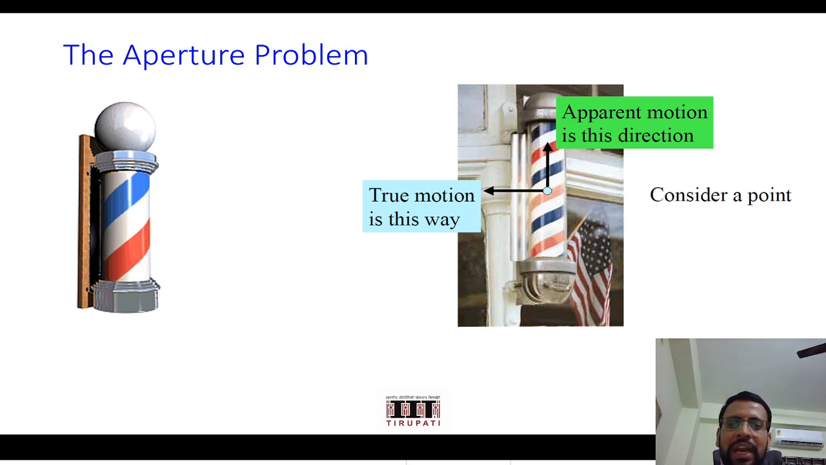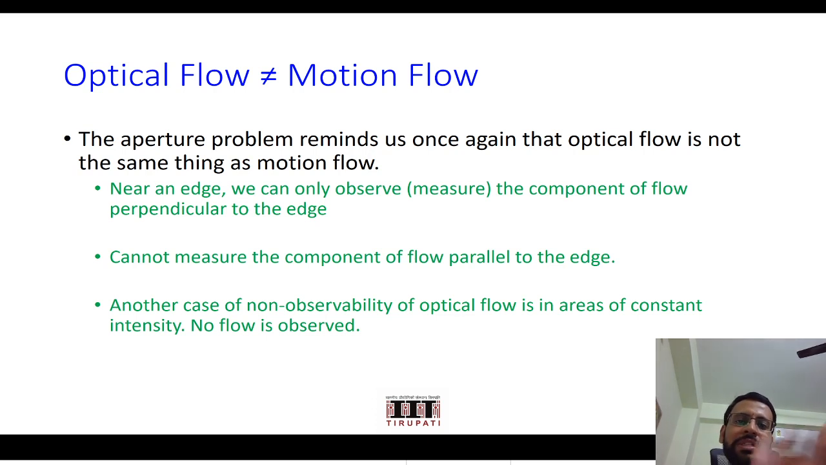Again, this kind of illusion is also coming. Notice that the gradient is in a skewed direction. It's neither vertical nor horizontal, so that gives you this effect as well. This can also be attributed to the aperture problem. From the previous illustrations, you could see that optical flow is not exactly motion flow. It's because of the aperture problem; sometimes it might not give you the exact motion of the object. So near an edge, you could only observe the component of flow perpendicular to the edge, and you cannot measure the component which is parallel to it.